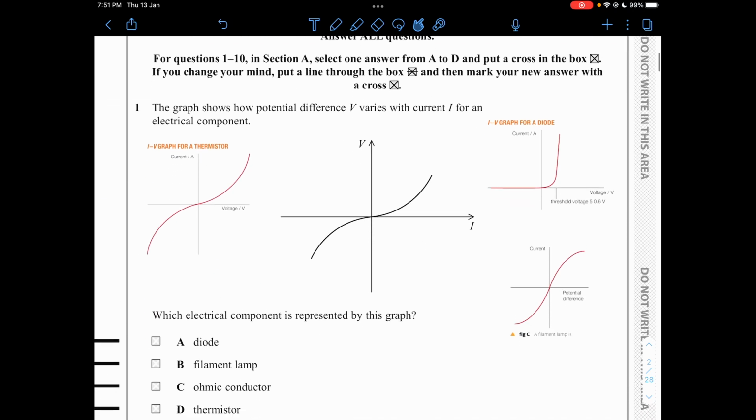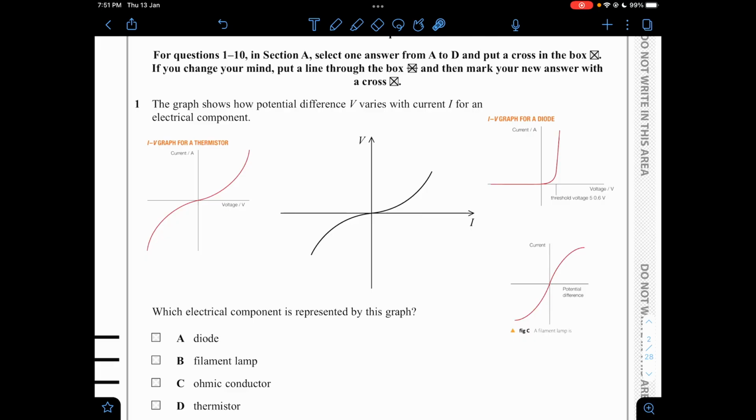So we have question number 1. The graph shows how potential difference V varies with current I for an electrical component. So this is the graph that we're being given. Which electrical component is represented by this graph?